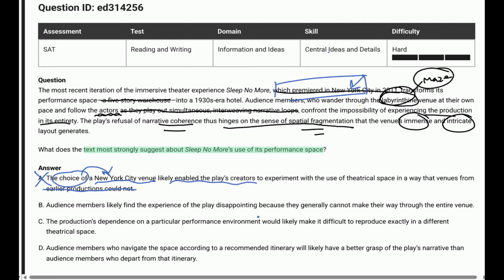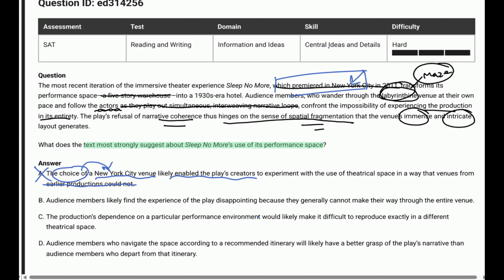Audience members likely find the experience of the play disappointing because they generally can't make their way through the entire venue. That's a pretty good trap answer. It is trapping us into thinking that because we have this lexical field I was mentioning. It's a maze, it's hard to get through, it's confusing. But nothing in the text says that the audience is disappointed, unhappy, or not enjoying it. It doesn't say that anywhere, so it is beyond the text technically to make that statement.